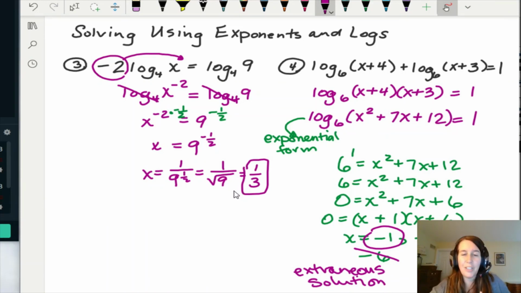I've been a little bit sloppy and not saying that I checked, like for number 3, right? But this is 1/3. When you plug this in for x, it totally works. It just has to be a positive number for the argument. So I did check it, I just didn't say that I had.